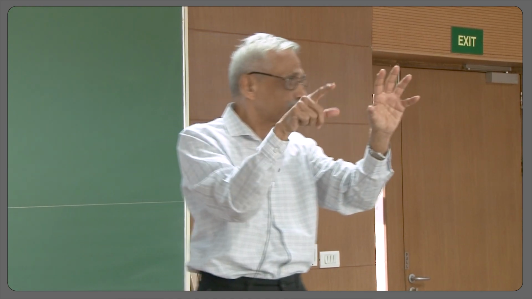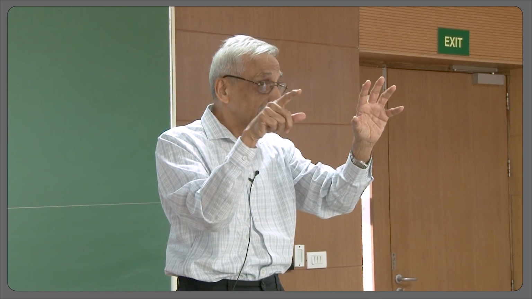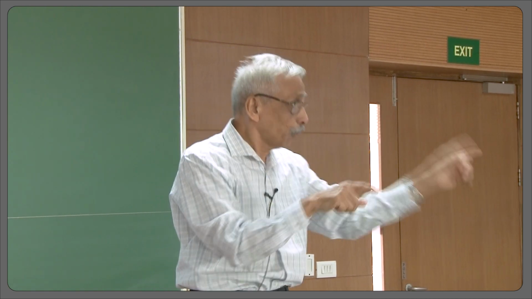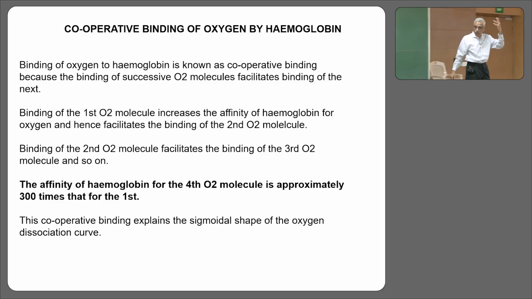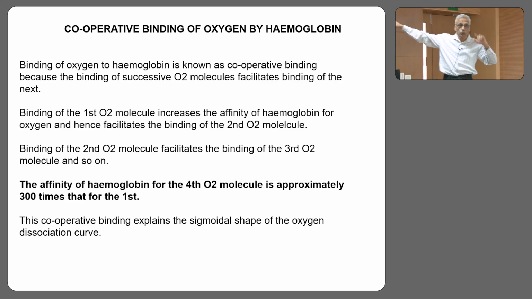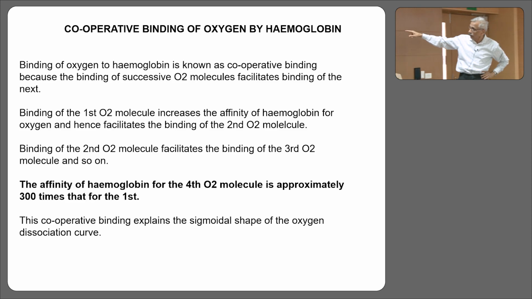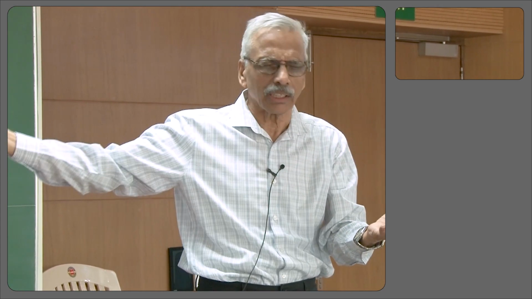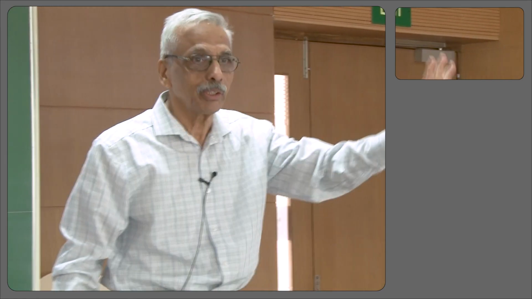When it changes the structure of the other, that guy's affinity for oxygen goes up, and then the third, and then the fourth. I want you to read this line. What does it say? Loudly. The affinity of what? For the fourth oxygen molecule. Now, you know what I mean by fourth oxygen molecule. What is it? It is approximately 300 times that of the first. Look at the affinity. Oh, I am sorry, I made a mistake. The fourth one, how many times more affinity? 300, a huge amount. Isn't it an amazing molecule?